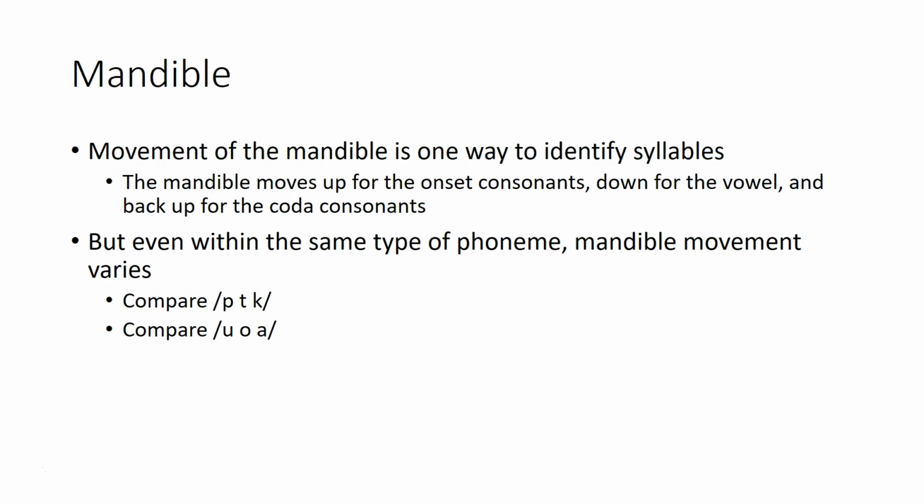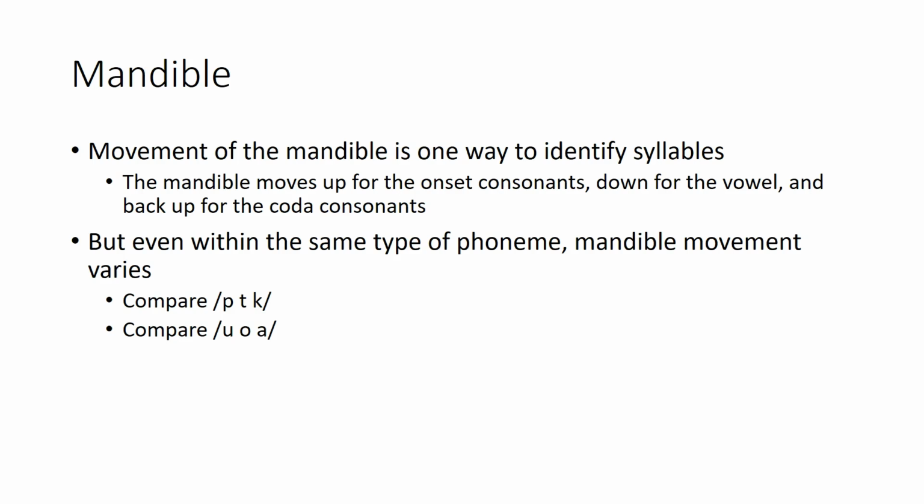Movement of the mandible is also one way to identify syllables in speech. Generally speaking, the mandible moves up for consonants at the beginning of a syllable, down for the vowel, and then back up again for any consonants that are at the end of a syllable.